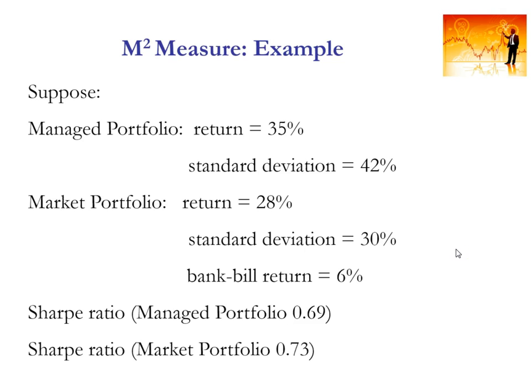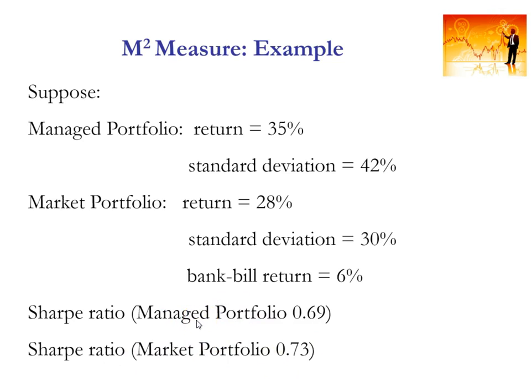Let's imagine that we've got a managed portfolio that has a return of 35% and a standard deviation of 42%. Let's imagine the market over the same period had a return of 28% and a standard deviation of 30%. And let's assume the bank bill rate, the risk-free rate, was 6%. Okay. We could have calculated the Sharpe ratio of these. Remember Sharpe ratio, return less risk-free rate divided by standard deviation for both. And just based on the Sharpe ratio, we can see that the market actually outperformed our managed portfolio.